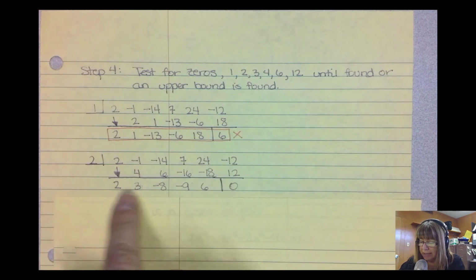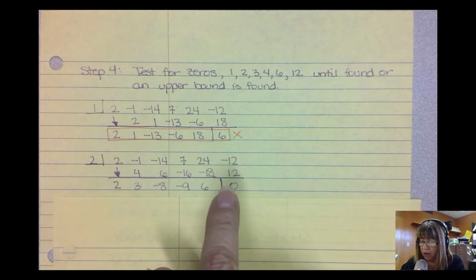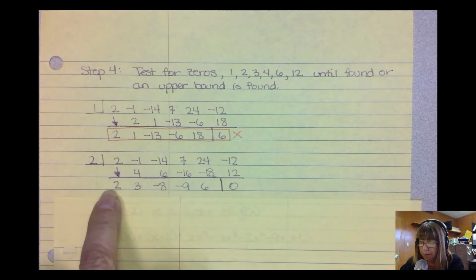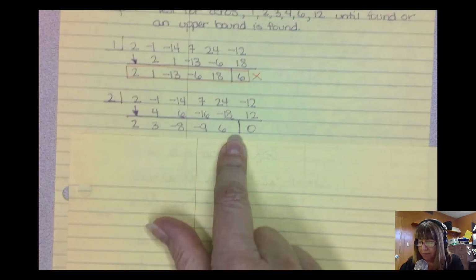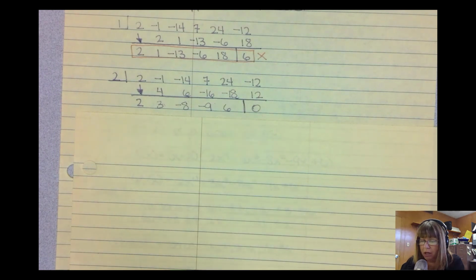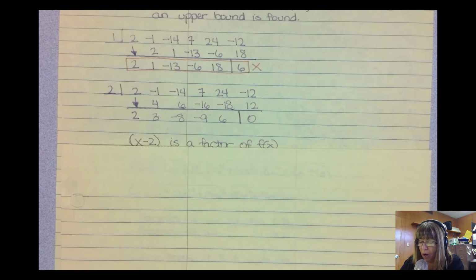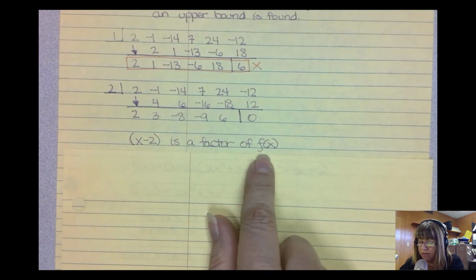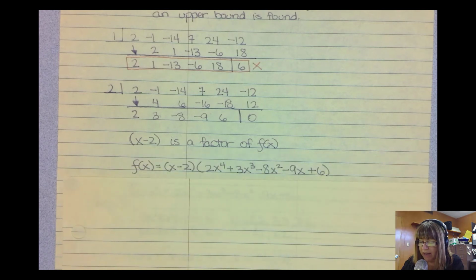2 is a 0. So after we do the synthetic division, we do get a 0. But the bottom row is not all positive, and therefore it's not our upper bound. Okay, but it is a 0. So here's what we can do. Because we found a 0, we know that x minus 2 is a factor. So I'm going to go ahead and factor that out.